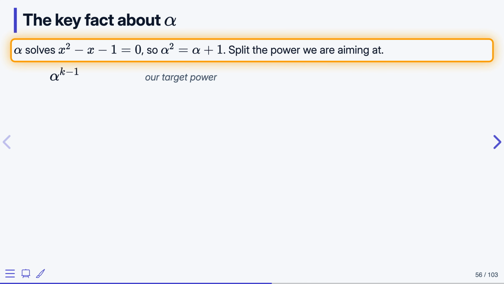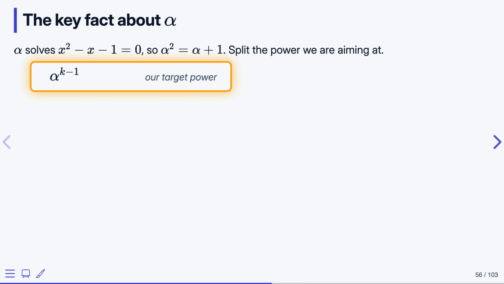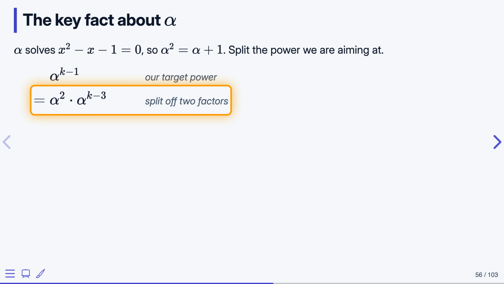This is the key trick of the whole proof. Alpha solves the equation x squared minus x minus 1 equals 0. So alpha squared equals alpha plus 1. Take our target power, alpha to the k minus 1. Step 1. Split off two factors of alpha. That leaves alpha squared times alpha to the k minus 3.